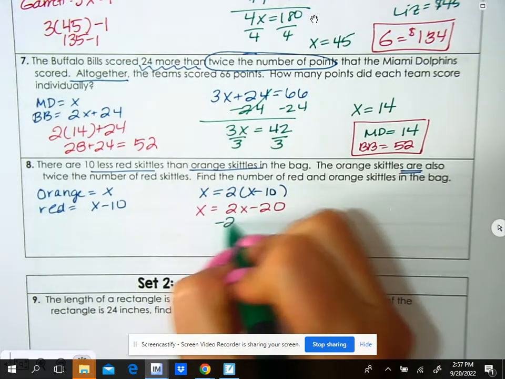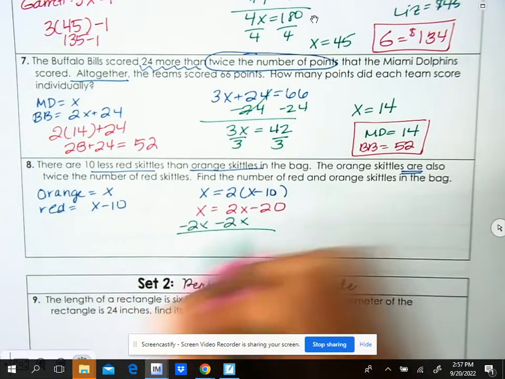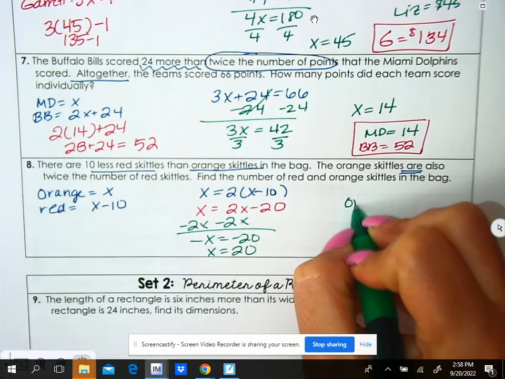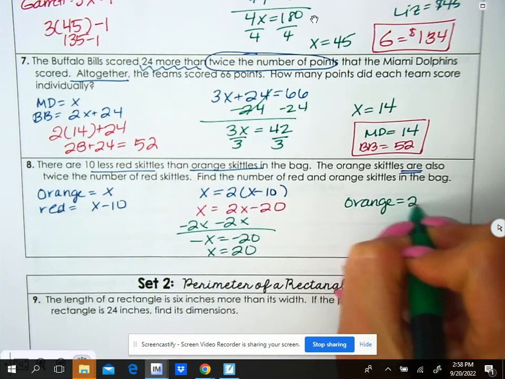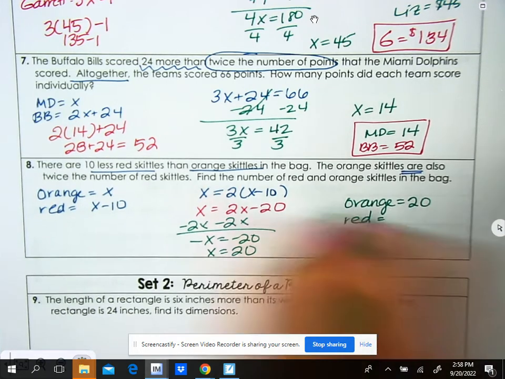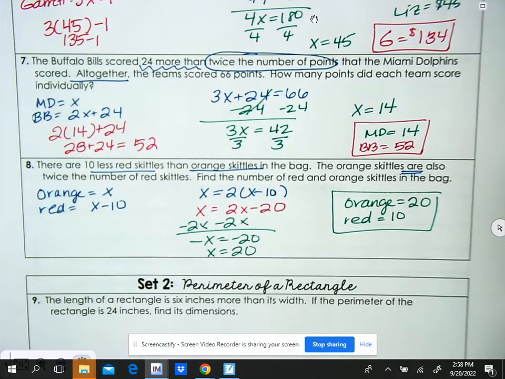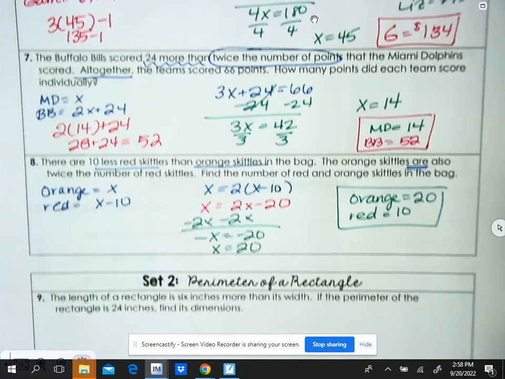Distribute there. All right, and then we're going to move and rearrange. So negative X equals negative 20. So X is 20. So our orange is 20. And our red would be 20 minus 10, which is 10. Okay, so that was kind of the find the numbers, comparing there.